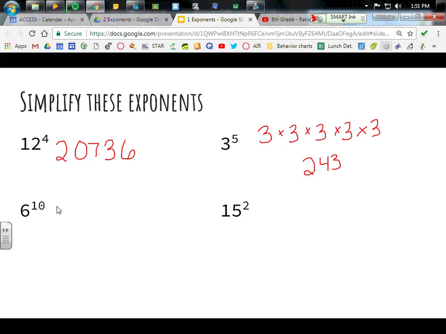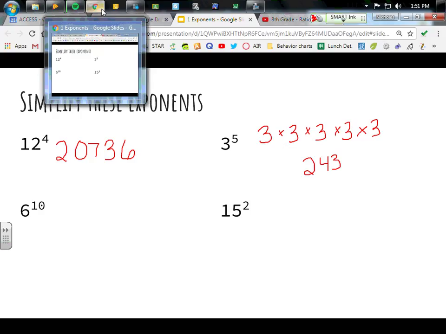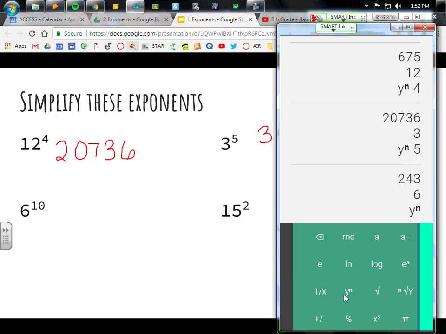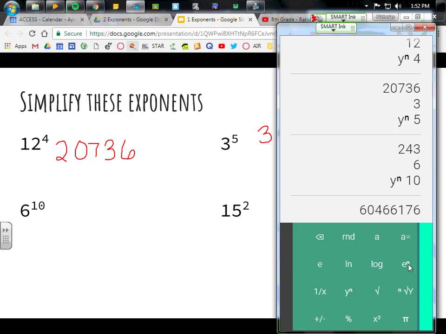All right, 6 to the 10th. This is definitely one we do not want to do by hand. It's a lot trickier than it looks. So 6 to the 10th power. It's not going to be 60. So let's try that on the calculator. 6 to the 10th will give us, as you can see, 60,466,176. That would have been a lot of work to carry all that out, which is exactly what exponents are here to save us from.